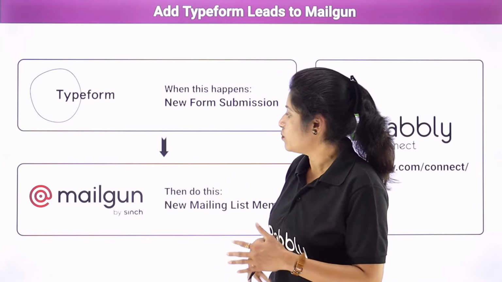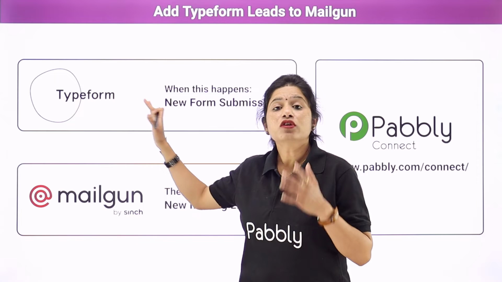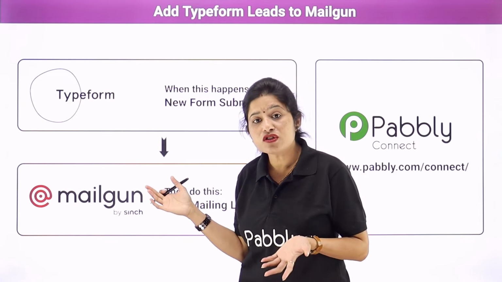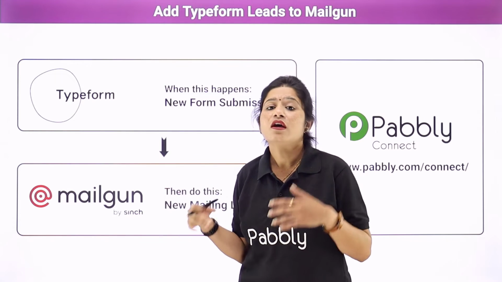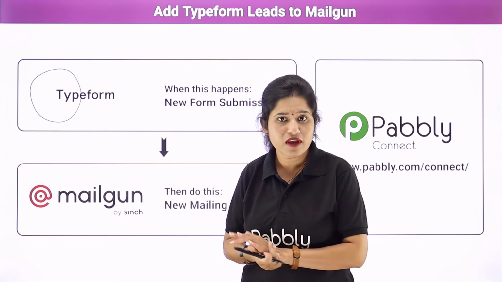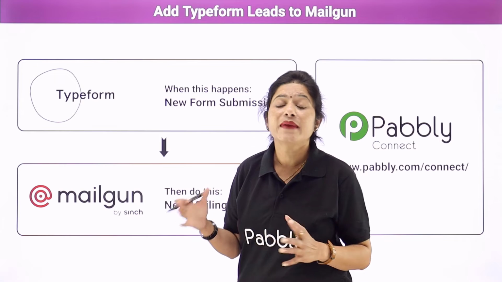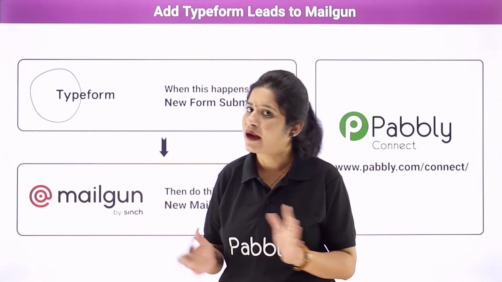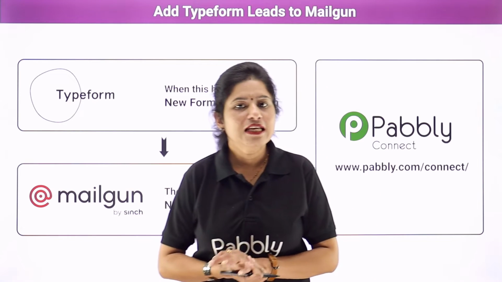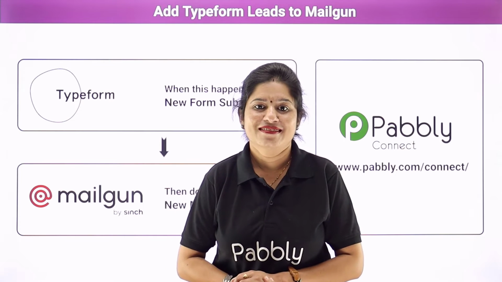So in this particular automation, we are using Typeform. In place of Typeform, we can also use Paperform, Google Forms, Jot Forms or any other form building software application. And even in place of Mailgun, we can also use MailChimp, MailerLite, MailerCloud or any other email marketing platform. So let us learn the integration process on my screen.